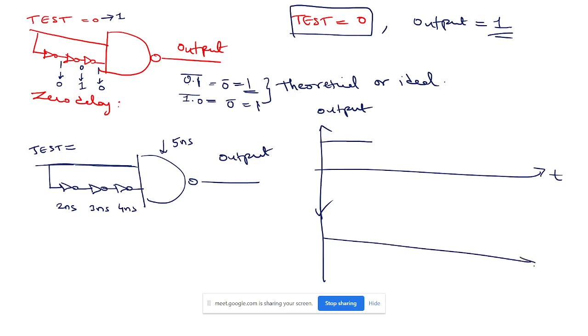Now, on the same scale, I will draw the test also. This is, let's say, t equal to 0, where we are switching the test. So test was 0, then suddenly they switch the test to 1, right? This is what they are saying. Now let's understand what will happen. Now this is 0, that means previous values are here 1, 0, 1, correct? Output is at 1.